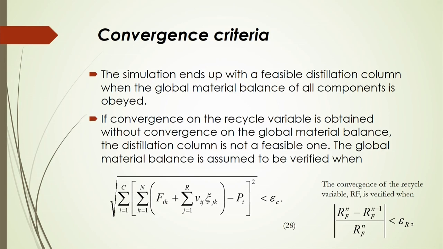Now, the convergence criteria are also to be considered there. During the simulation with a feasible distillation column, when the global material balance of all components is obeyed, the simulation ends. And if convergence on the recycle variable is obtained without convergence on the global material balance, in that case the distillation column is not a feasible one, and the global material balance is assumed to be verified when equation number 28 is satisfied.